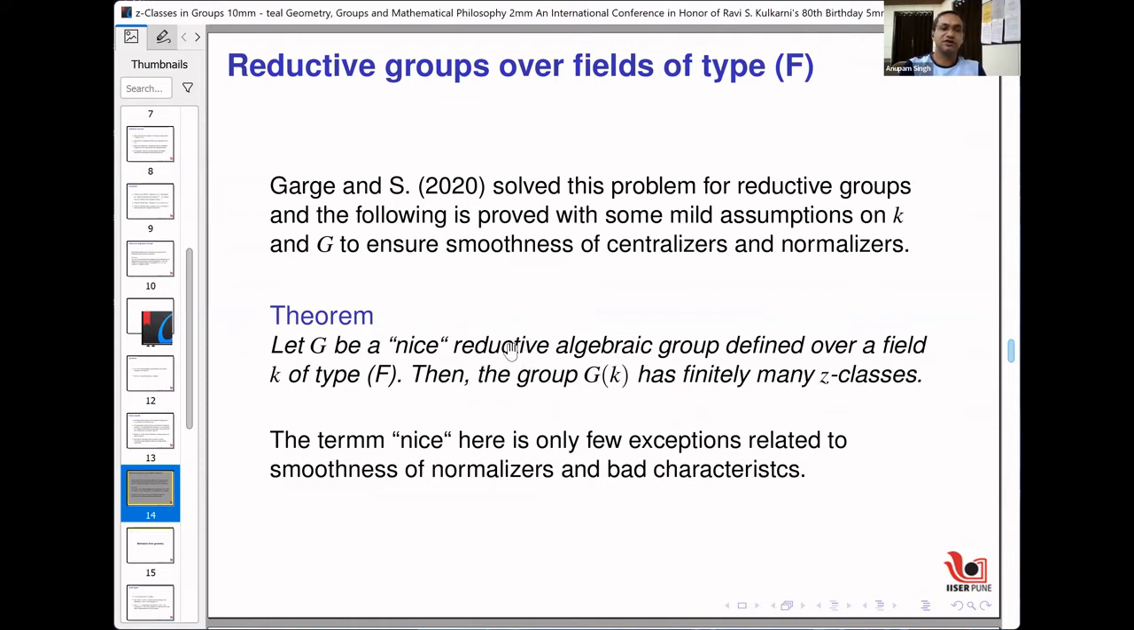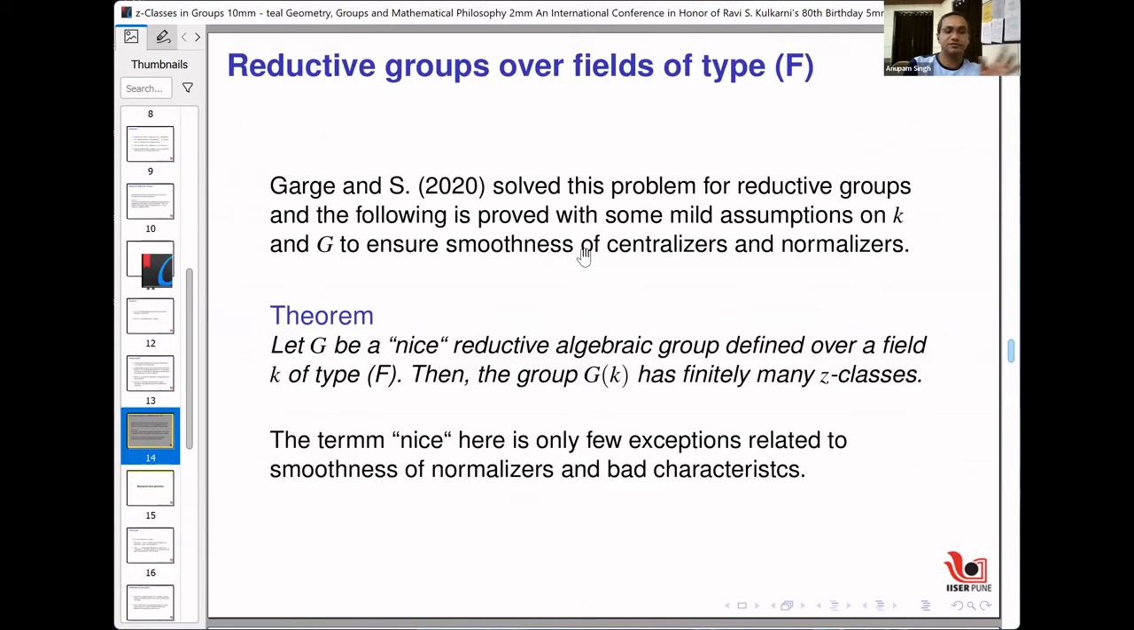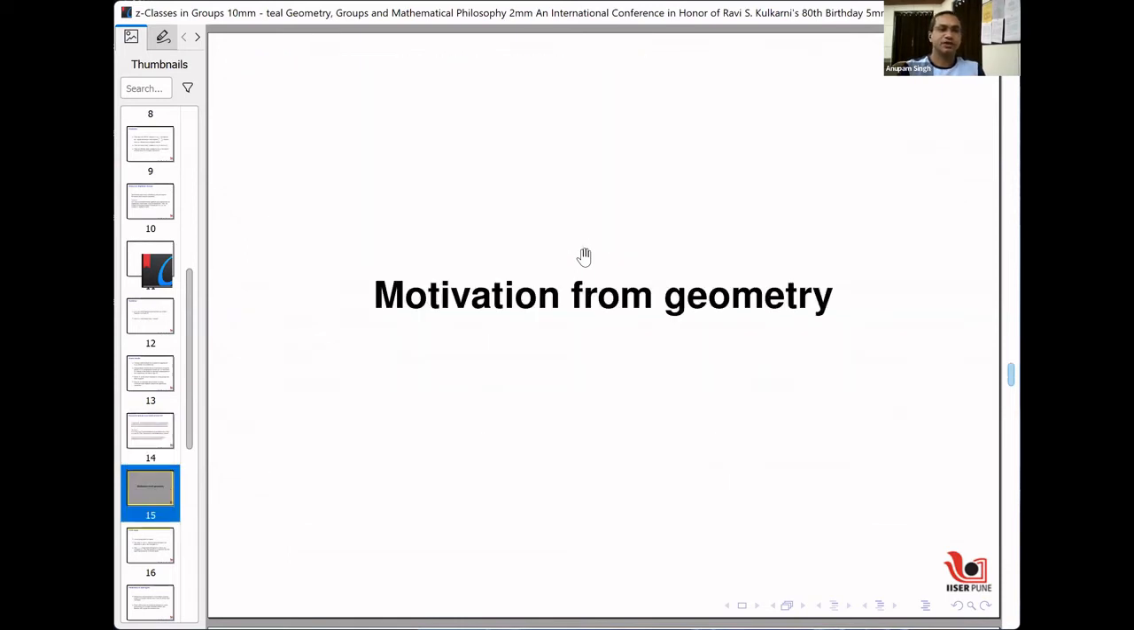However, so this is for reductive groups. What can one say about other, in general, algebraic groups? I'll come to that later and show that it may not be true in general. In fact, maybe this is the best possible result looking at reductive algebraic groups. Okay, so I'll jump to a slightly different kind of topic, again related to this.